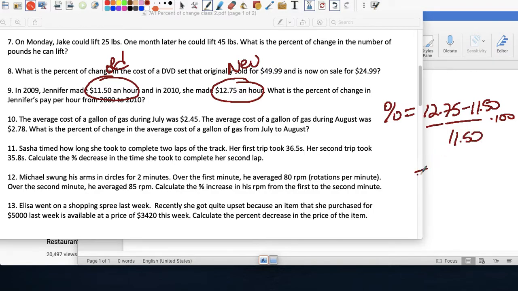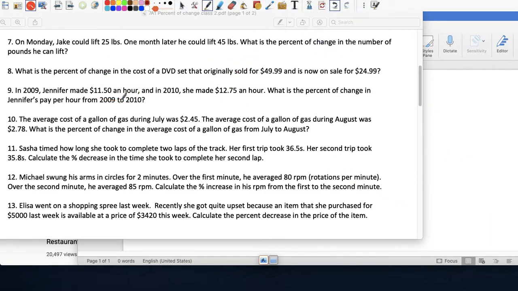All that times 100. So 12.75 minus 11.50. 12.75 minus 11.5. Enter. Divide that by 11.50. We get 0.10869. We're going to multiply that by 100, and we're going to get 10 point, not 86%, but it's going to be 87%.